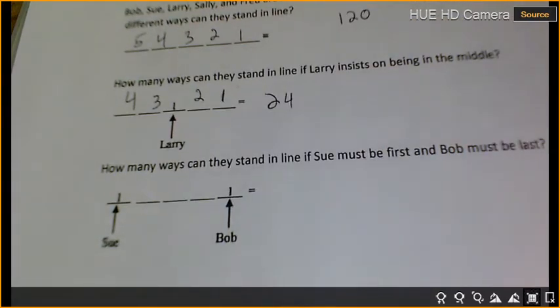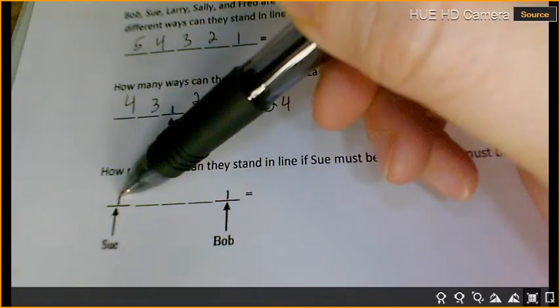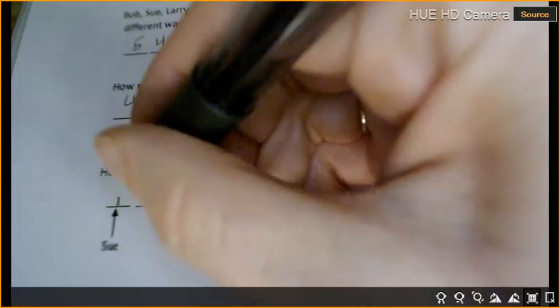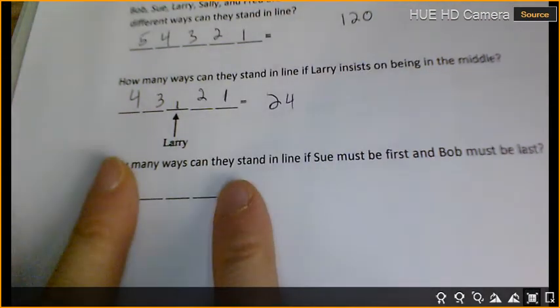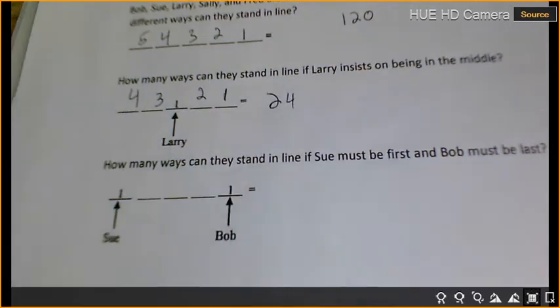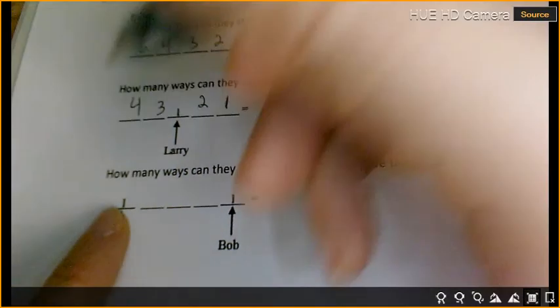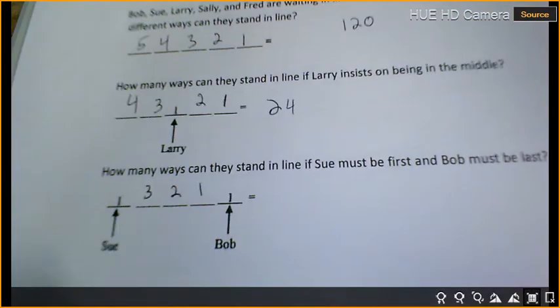How many ways can they stand in line if Sue must be first and Bob must be last? So we've got 1, 3, 2, 1, 1. Okay. So if we've taken away Sue and Bob, how many people are left over? 3. So it's 1 because Sue's not moving. 3, 2, 1. 3, 2, 1. So it's just 6.